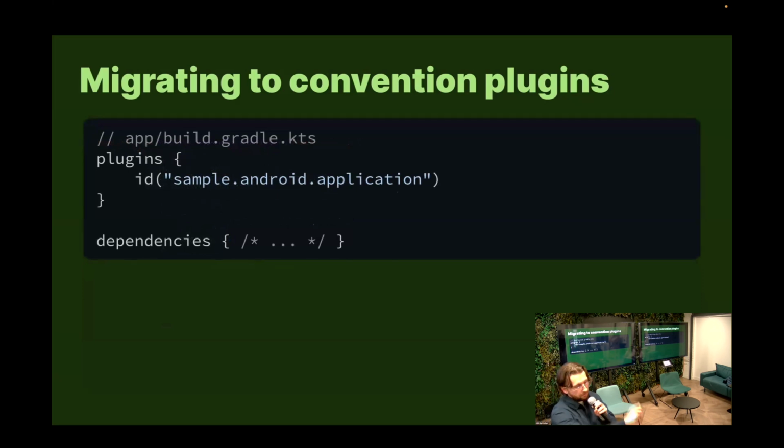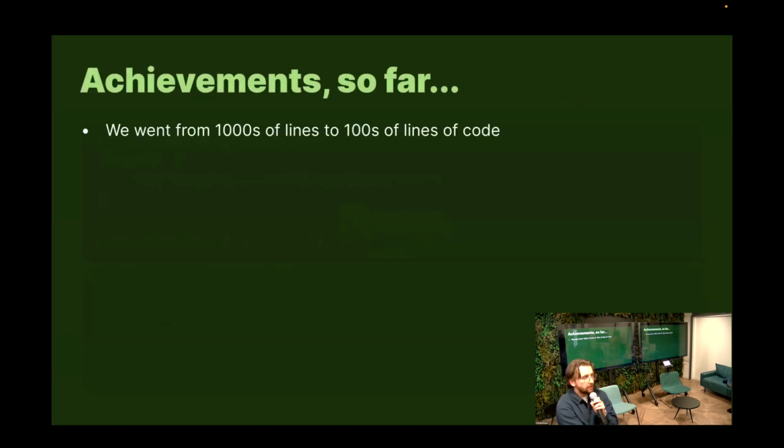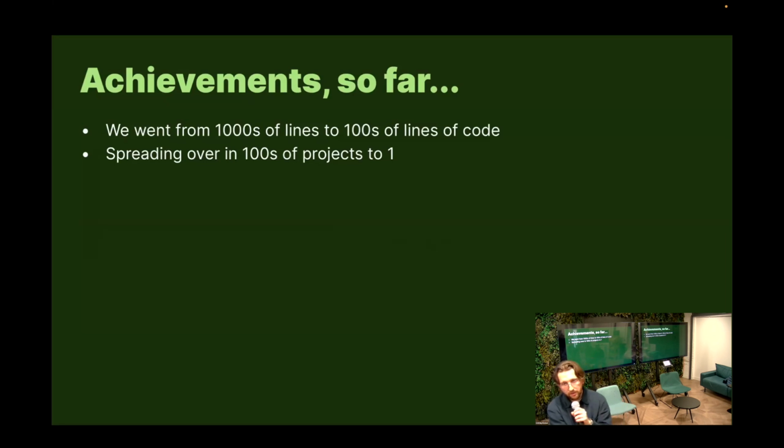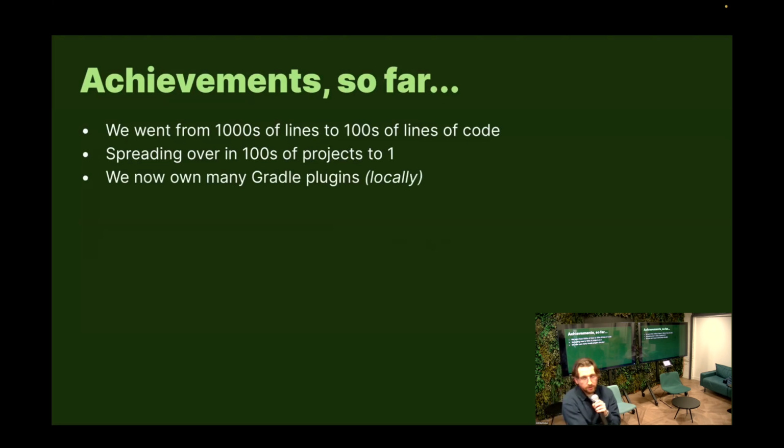So now we moved from precompiled scripts to our own convention plugins. These are our own binary plugins that we write. And we applied it already everywhere. Nothing has to be changed in the use case sites. And we migrated from one approach to another. So we're done. We went from thousands of lines to hundreds of lines of code. Great. We spread the build logic from hundreds of projects in this case to one, the build logic project. And now we are also owners of Gradle plugins. Saying locally, because publishing them is a whole other talk.